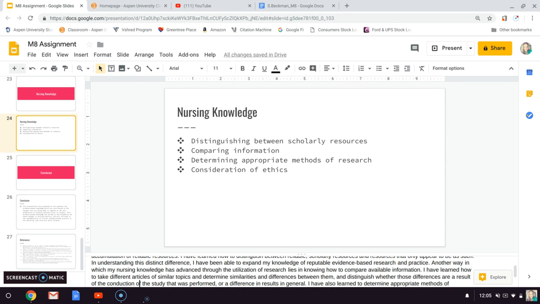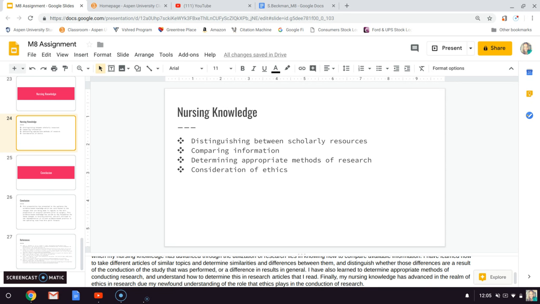Another way in which my nursing knowledge has advanced through the utilization of research lies in knowing how to compare available information. I have learned how to take different articles of similar topics and determine similarities and differences between them, and distinguish whether those differences are a result of the conduction of the study that was performed or a difference in results in general.